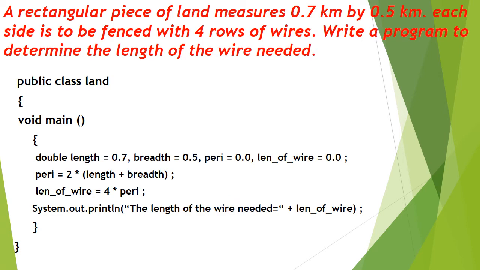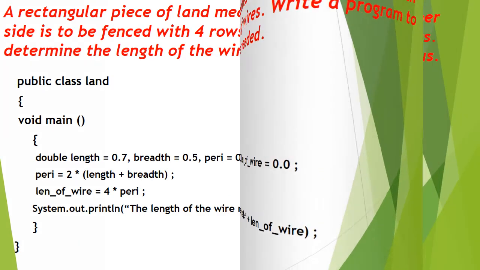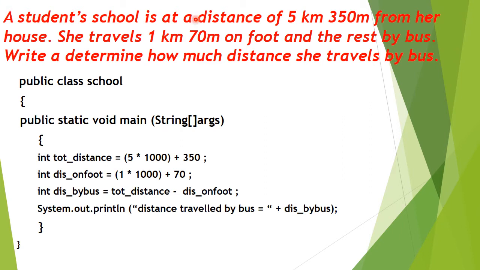Now the next question which I gave in the homework: a student's school is at a distance of 5 km 350 meter from her house.